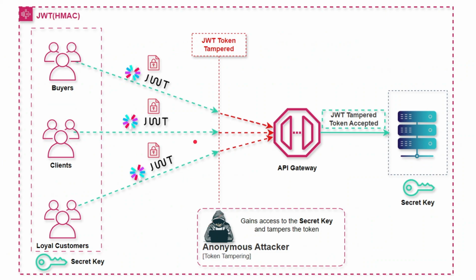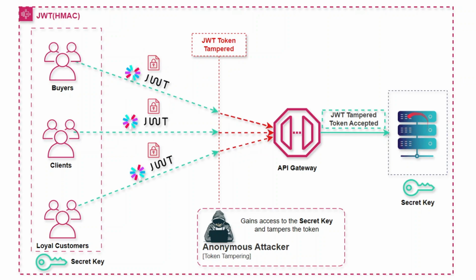So let's have a look at a sample web application which uses the JWT HMAC algorithm implementation to implement JWT tokens. Let's say we have the end users like buyers, clients, loyal customers, etc., and we have the servers where our applications are deployed. These buyers, clients, or loyal customers will pass the JWT token, encrypting some sensitive data in the form of a token, and they will pass this JWT token over the web through the API gateway to the server.